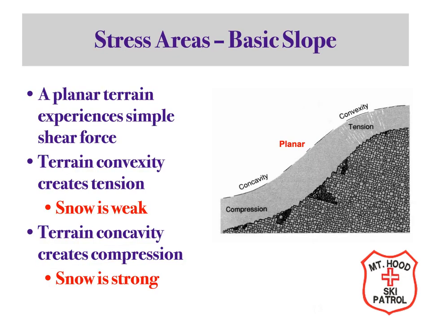As we discussed in the module on terrain, the slope of the terrain can increase stress on buried weak layers at localized points. As mentioned previously, terrain convexity creates tension that weakens the snowpack, and terrain concavity creates the compression that increases snowpack stability.